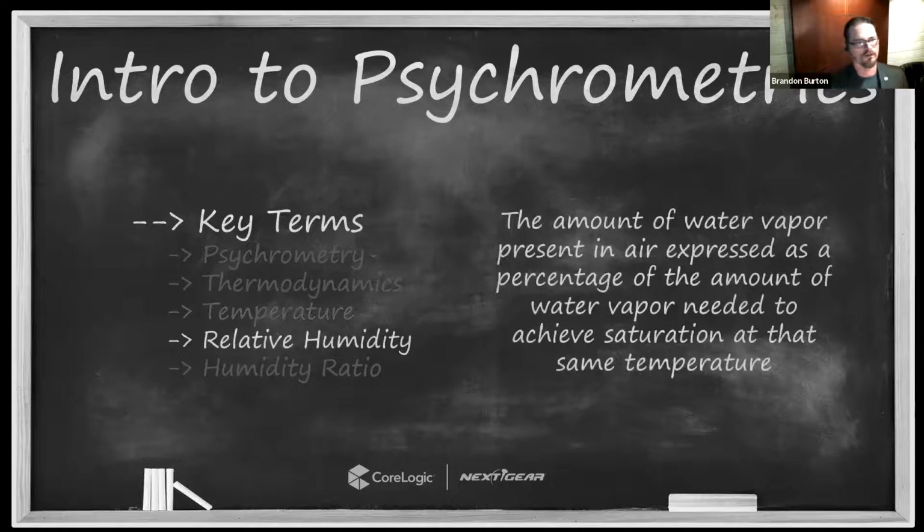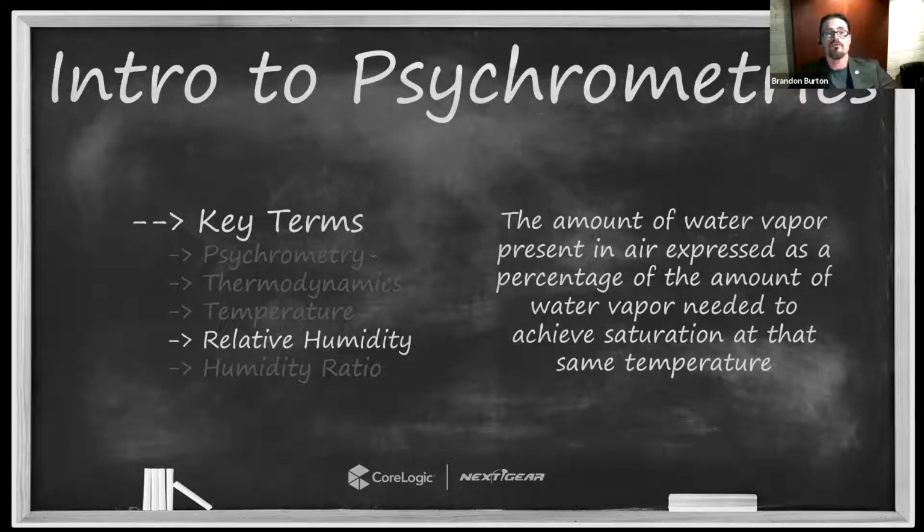So what is relative humidity? Almost done with these key definitions. Relative humidity is the amount of water vapor present in air expressed as a percentage of the amount of water vapor needed to saturate that air, right? In simple terms, it's a percentage of the air's ability to support water at that temperature.